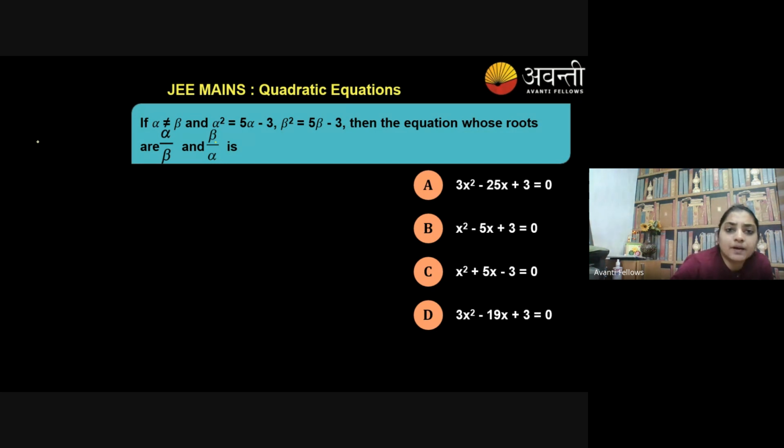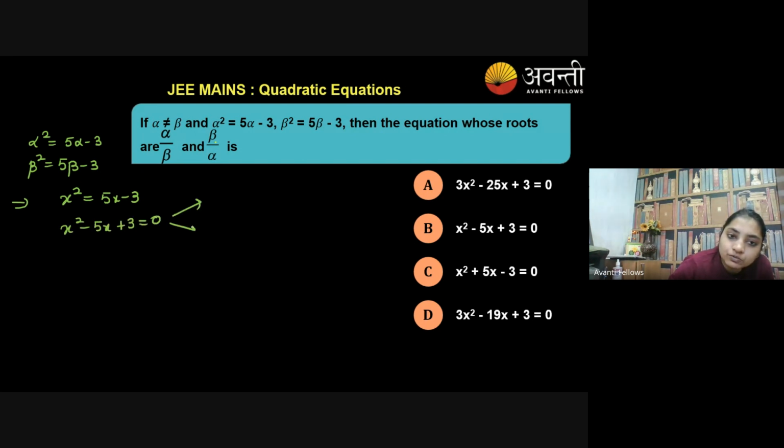So, my dear bacha party, can you see alpha square is 5 alpha minus 3? In the same way, beta square is 5 beta minus 3. Can you see it just looks like x square is equals to 5x minus 3. It means x square minus 5x plus 3 is equals to 0. That is having two roots. One is alpha, one is beta. Is it clear to everyone? So alpha plus beta is actually 5 and alpha into beta is 3. Clear or not?